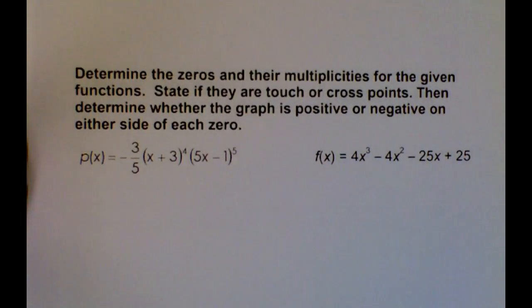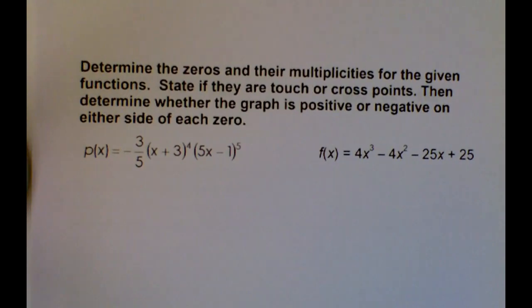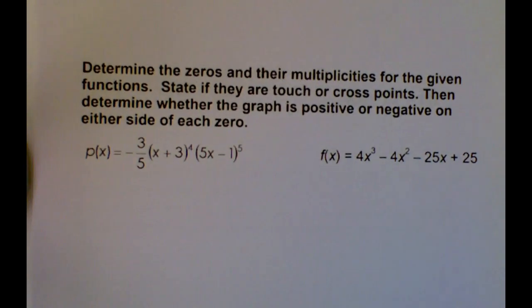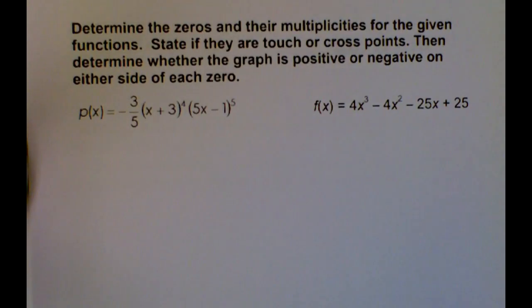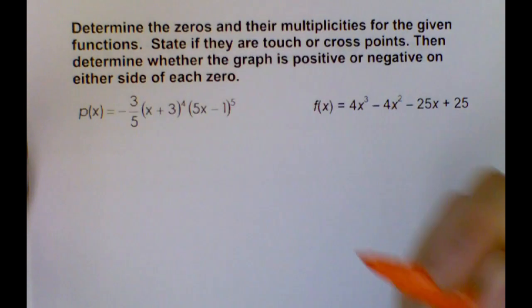We're going to determine the zeros and their multiplicities. Then we're going to state if those are touch or cross points. Then we're going to determine whether the graph is positive or negative on either side of each zero. So, diving in, this negative 3/5 does not give us a zero, so we're going to ignore it for now.